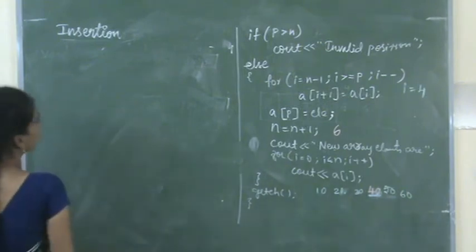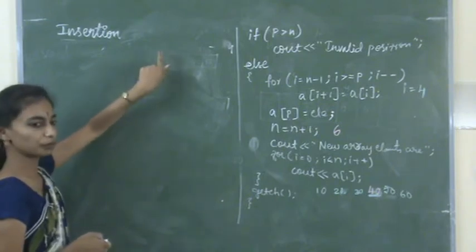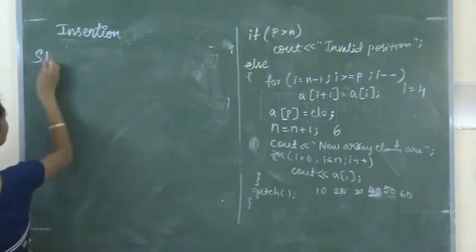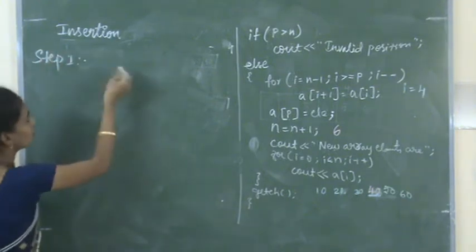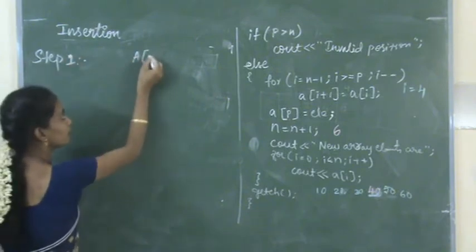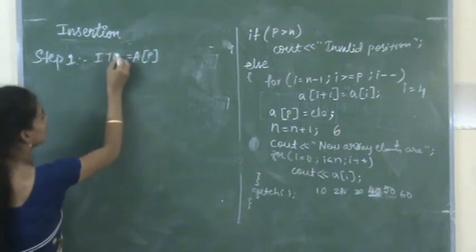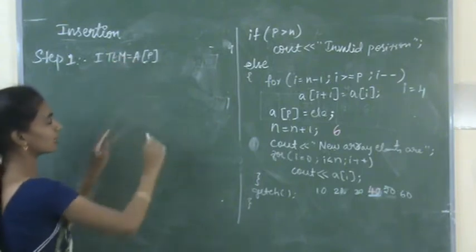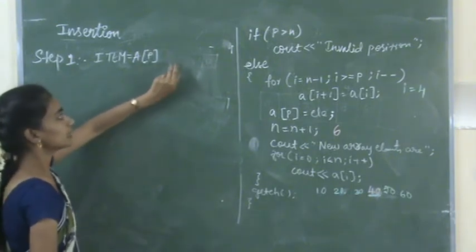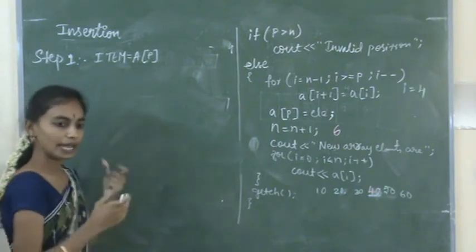Okay. So first, we are removing that element. So the first step is to remove: A of P, the position we are providing, is assigned to one variable, that is item. That element is assigned to another variable. Now that position will be empty space.